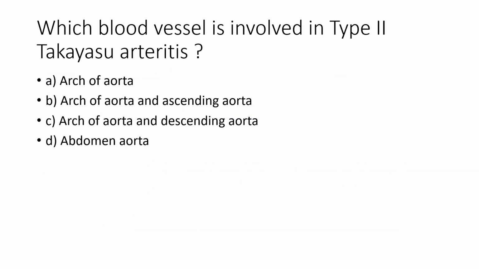So guys, finally a question: which blood vessel is involved in type 2 Takayasu arteritis? Type 2, mind it. What is the answer, guys? Tell me, please. It is the arch of the aorta and the descending and the ascending aorta. Option B is right. And what happened in type 3? Type 3 has the arch of the aorta and the descending aorta.